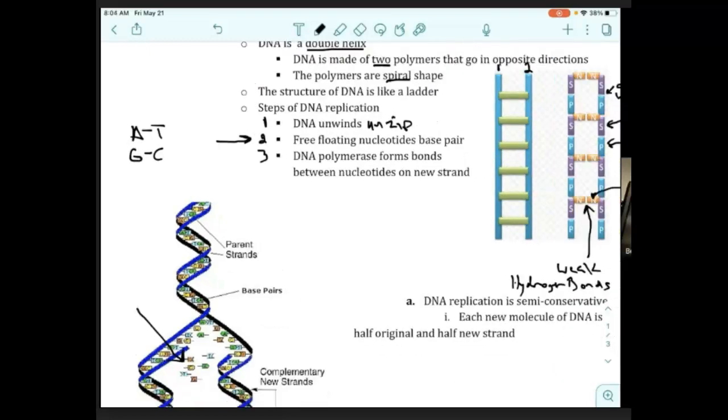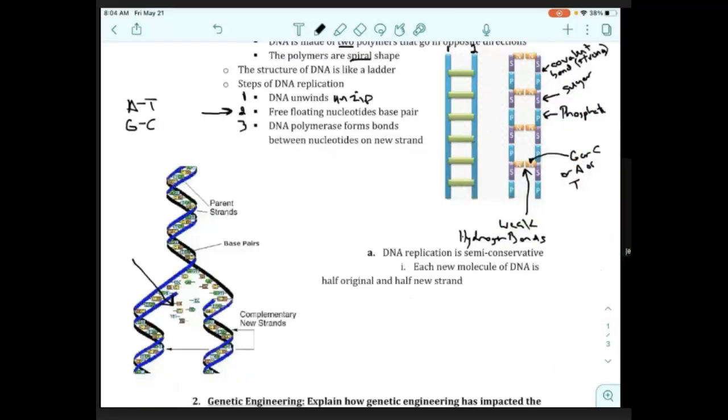And then lastly, DNA polymerase comes along and forms bonds between the nucleotides on the new strand. We think of DNA polymerase as kind of like a stapler. It holds these nucleotides together and makes the new DNA molecule. Go ahead, Jenna. What's up? In other words, for G and C is carrots in the ground, and in other words, for A and T, avocados in the tree.